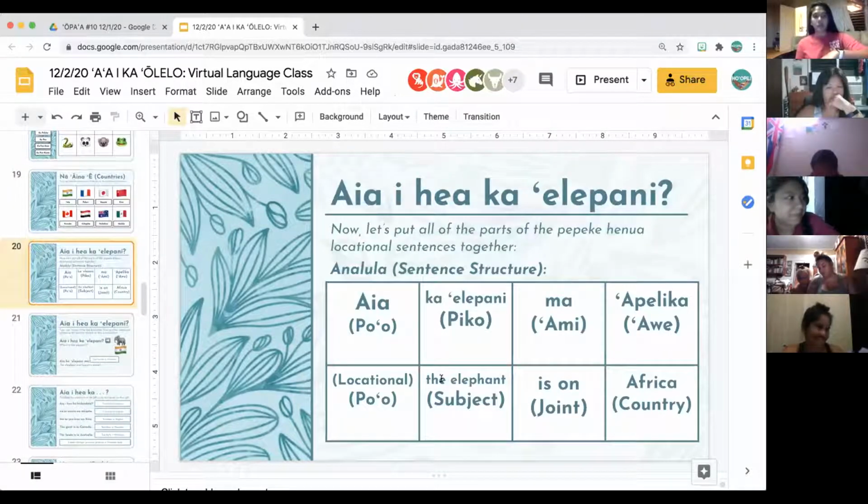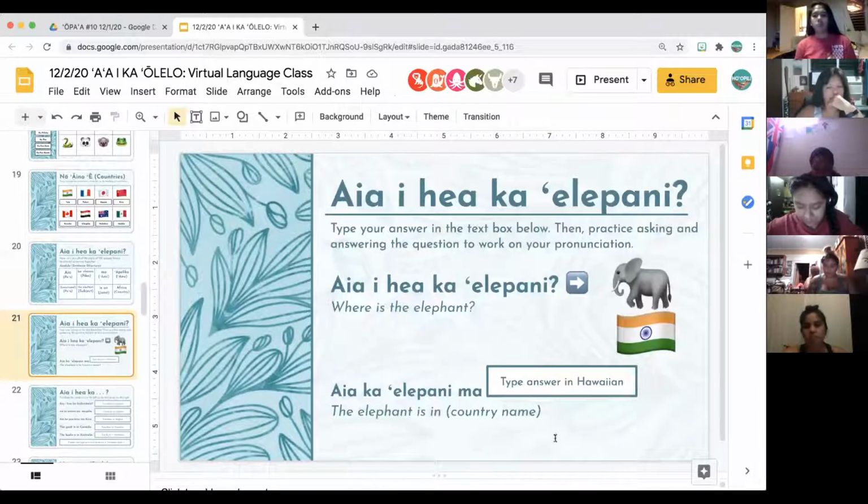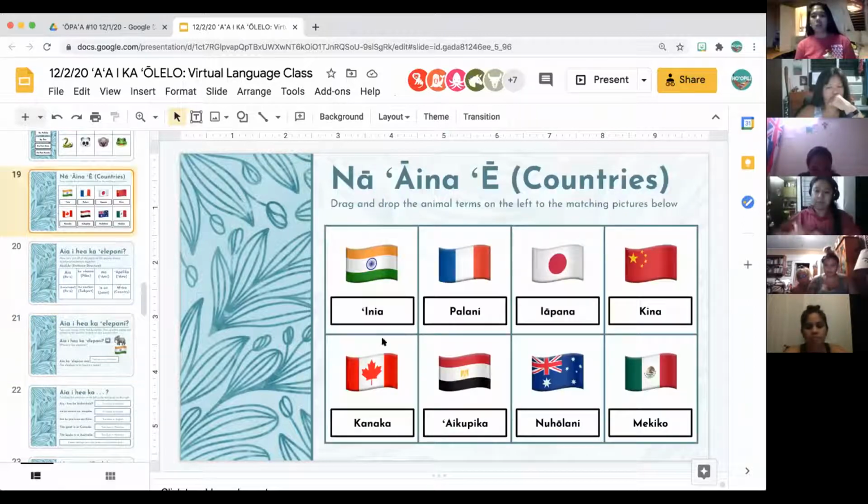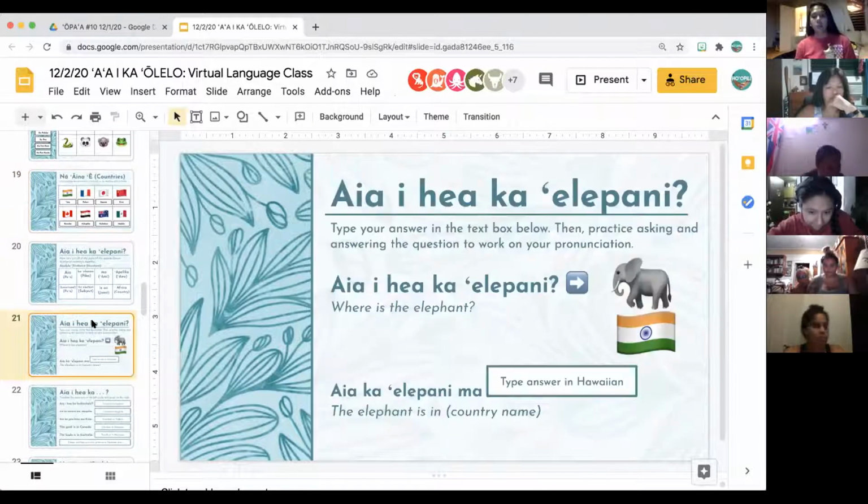Okay, so this is Ayaka Elepani Ma'apelika, which is Africa. So the elephant is on or at Africa. Let's try this one. Ayaka Elepani. Remember the flag? What's the country? Remember the country, yeah? All right, I'm showing you. Okay, so what is your answer to that? Ayaka Elepani Ma. Good. Good, Erika. Yep. Ayaka Maikai.